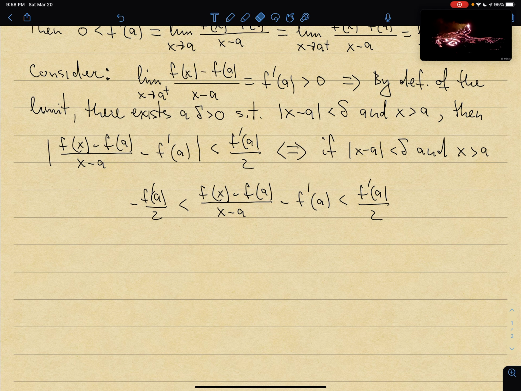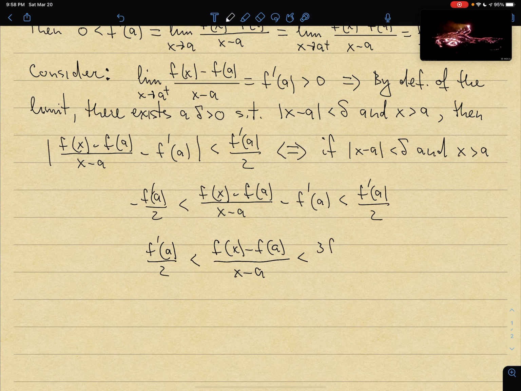We are going to add f prime of a over 2, f prime of a, to all three sides of this inequality to get f prime of a over 2 is less than f of x minus f of a over x minus a less than 3 f prime of a over 2. Now, this is still if x minus a is less than delta and x is greater than a. And just to recall, by our assumption, f prime of a is greater than 0, so this is greater than 0.